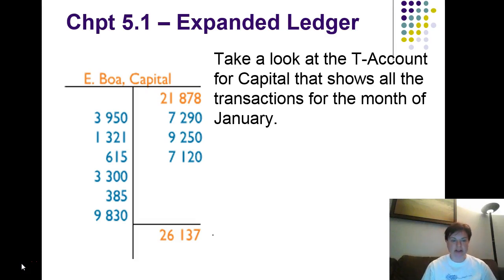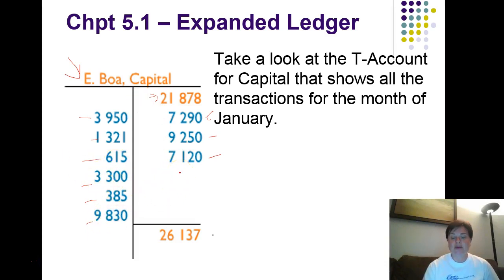So I want you to look at this T account here. This is for a lady named Eve Boa, and it's her capital account. So we have our opening capital balance, and these T account entries are for the month of January. She's had these credit entries that increase her capital account, and these debit entries that have decreased her capital account. Because up until this point, we've been recording all of our sales and all of our expenses as well as all the owner's withdrawals into this capital account.